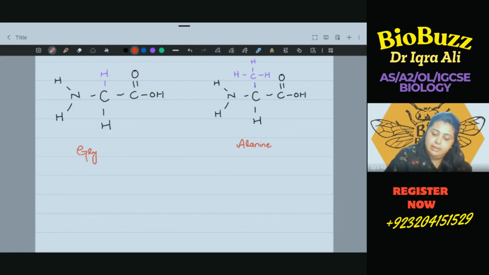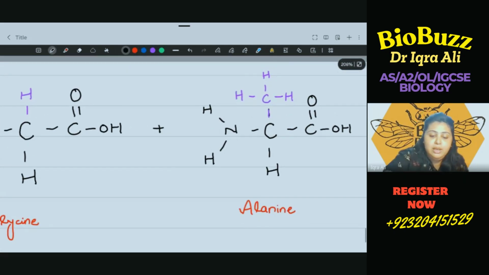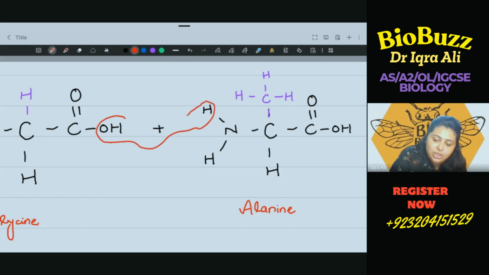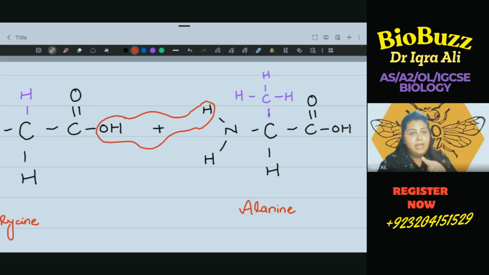This is glycine. Now I'm going to join these two amino acids together. As we have studied earlier, a condensation reaction is the removal of a water molecule. So now we have to remove the water molecule, and we have to see from where we can remove it. We can remove the water molecule when we remove OH and H. So we are going to remove OH from the carboxylic group and the H from the amino group.